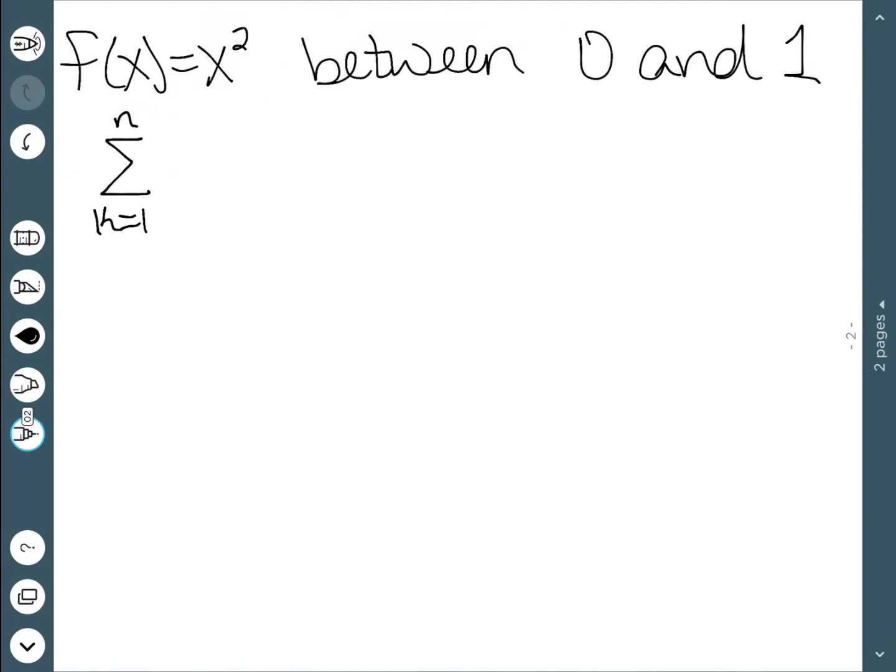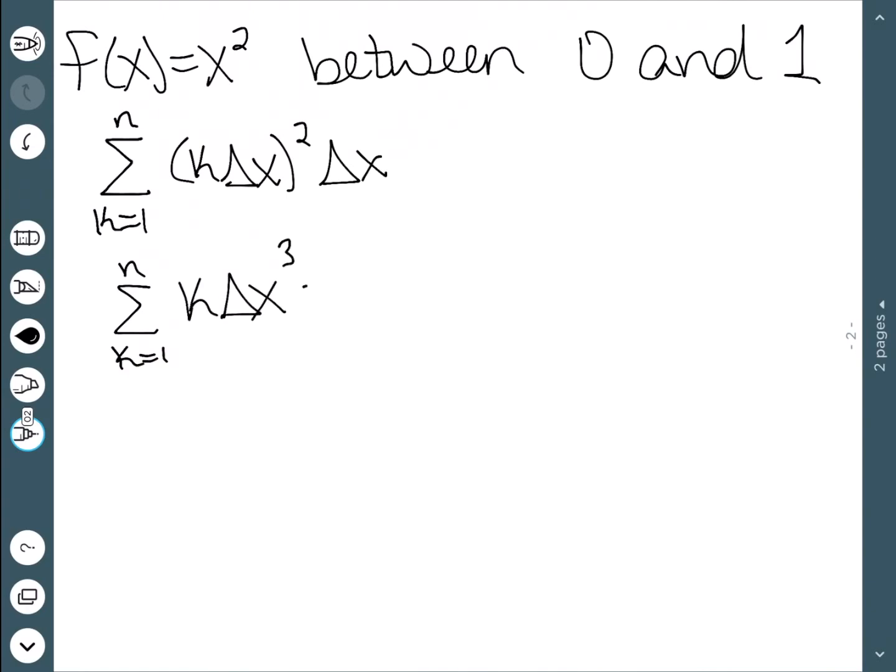So in that case, I need to substitute in delta x times k. So I have k delta x squared, and then I need to multiply the whole thing by delta x. Well, simplifying this gives me k squared times delta x cubed. The formula for the sum of k squared was n times n plus 1, 2n plus 1 over 6.